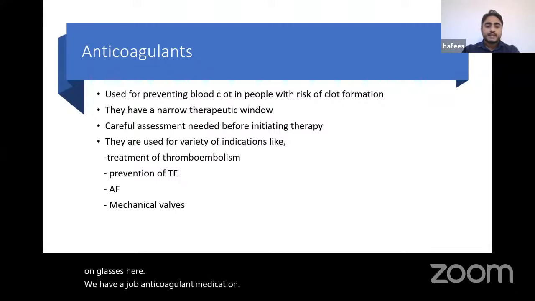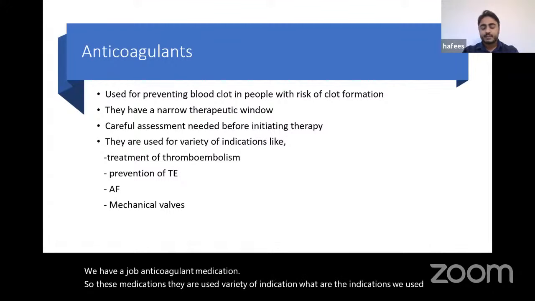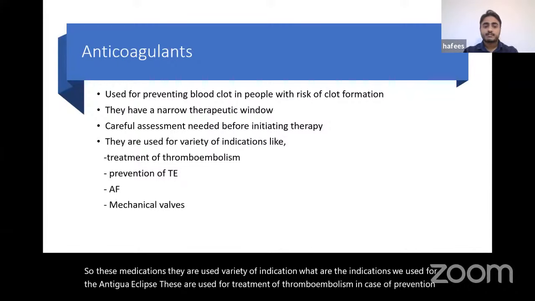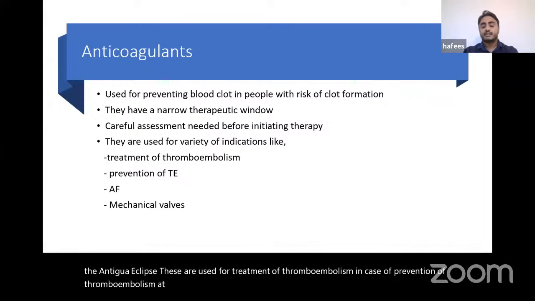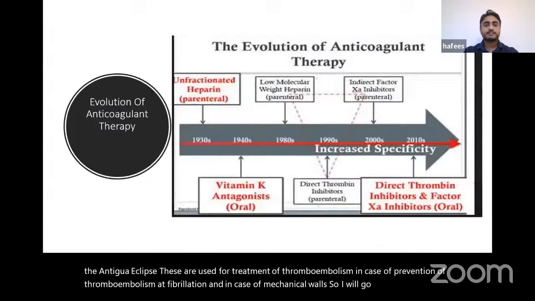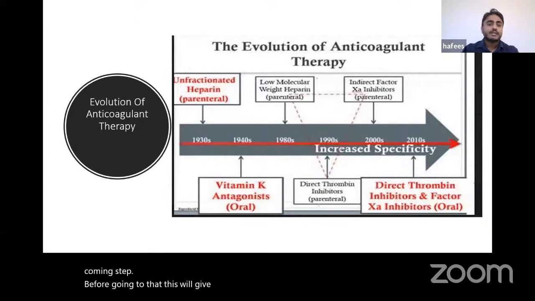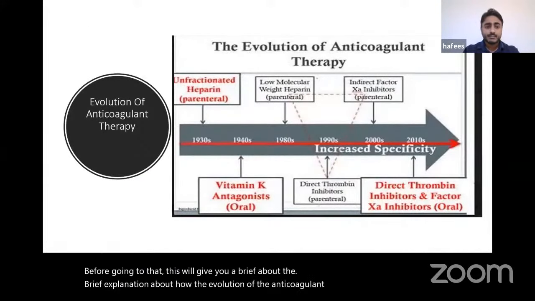So these medications are used for a variety of indications. What are the indications we use anticoagulants for? These are used for treatment of thromboembolism, prevention of thromboembolism, atrial fibrillation, and in case of mechanical valves. I will go into detail in the coming steps. Before going to that, this will give you a brief explanation about the evolution of anticoagulants in therapy.